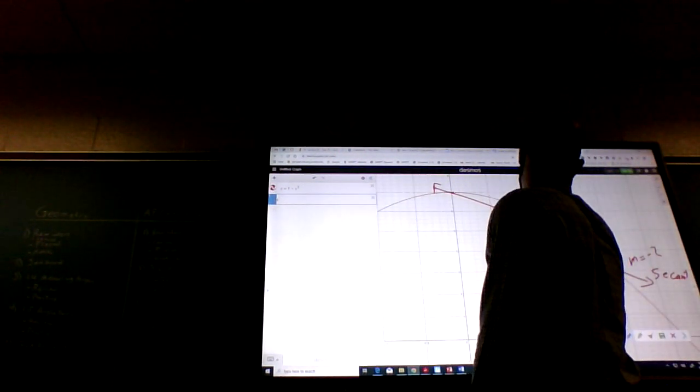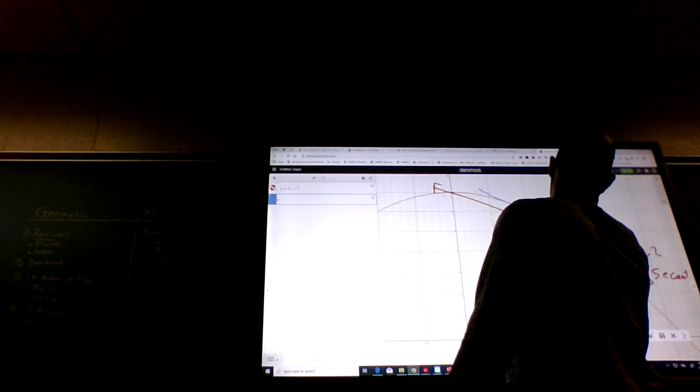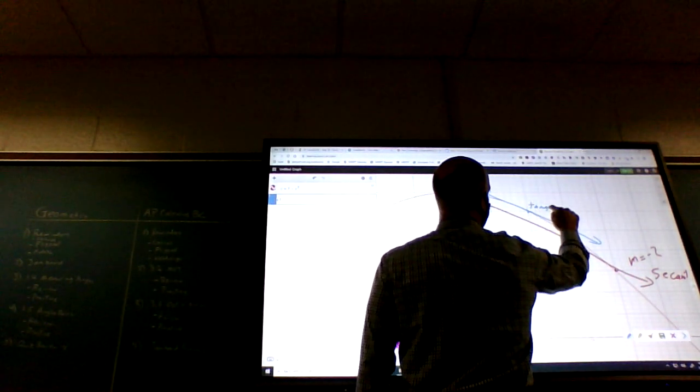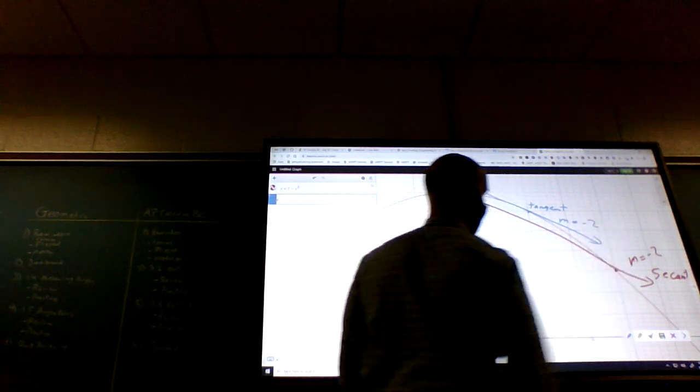-2, right? I claim that right here, again, not a very good picture, this is the tangent line, and its slope right there is going to be equal to -2.